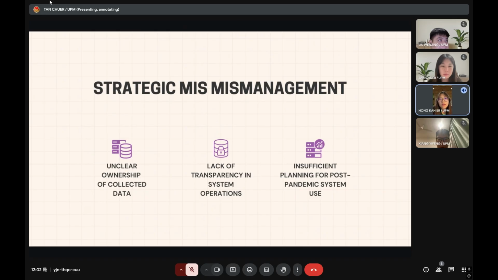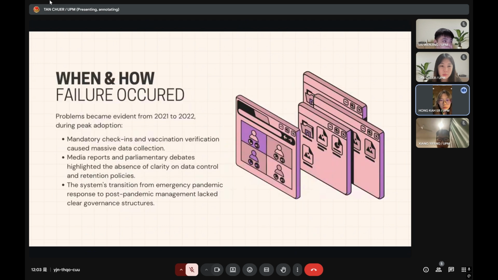Think of it like this. The engine of the app was running fine, but the driver, which is the management, didn't have a clear map. So there was a lot of confusion over who actually owned the collected data and a serious lack of transparency regarding how the system operates. And there wasn't enough planning for what would happen to the system once the pandemic ended. And moving on, we will move to when and how it happened.